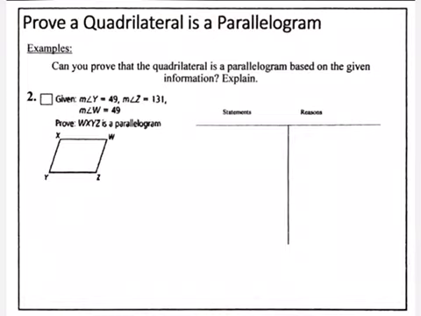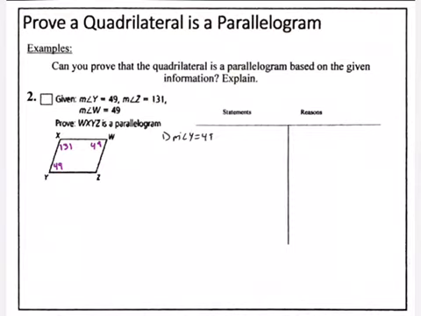Here, they want to know if we can prove that this quadrilateral is a parallelogram based on the information. So they tell us that angle Y is 49, angle Z is 131, and angle W is 49. So let's go ahead and just label this 49, 49, 131. There's actually a couple of ways to do this one, but we'll go ahead and take the easy route. First step, restate your given. So we're trying to prove that WXYZ is a parallelogram.